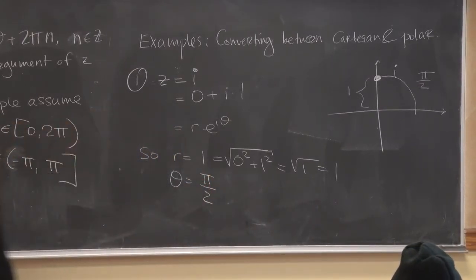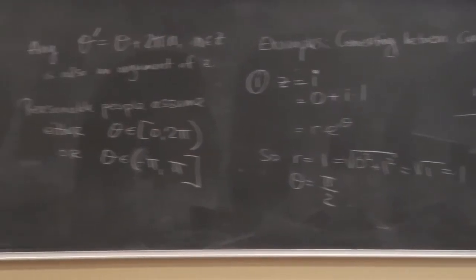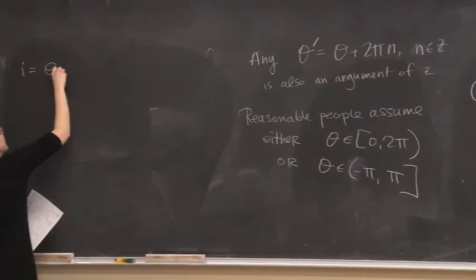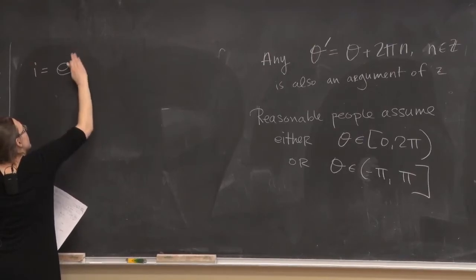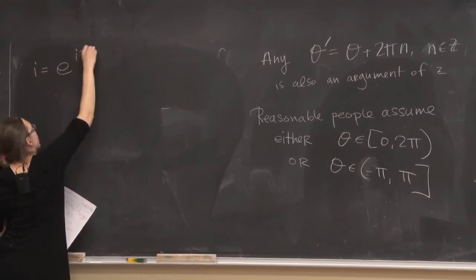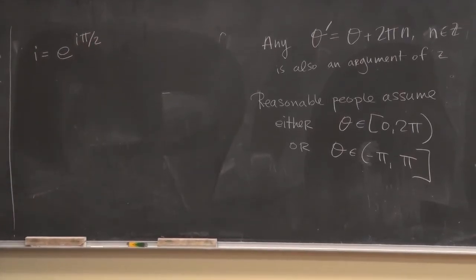Okay, so I would write i is equal to e to the i pi over 2.